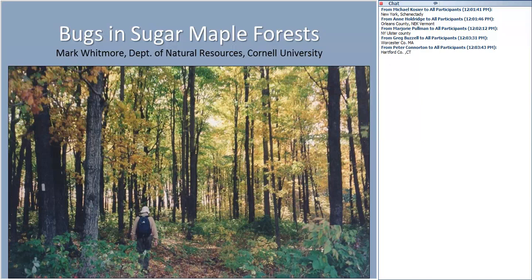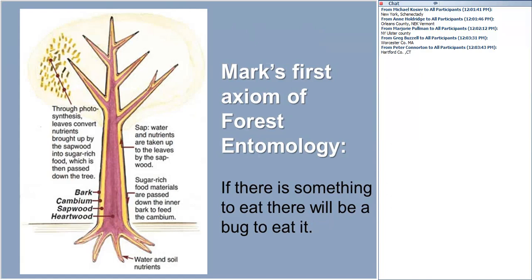So basically, I'd like to talk just generally about bugs to begin with. Forest entomology is bugs in trees. And my first axiom of forest entomology is if there's something to eat, there'll be a bug to eat it. And you all know that trees are complex organisms. They have lots of different parts, and consequently, there are lots of specialists on those different parts of the tree.